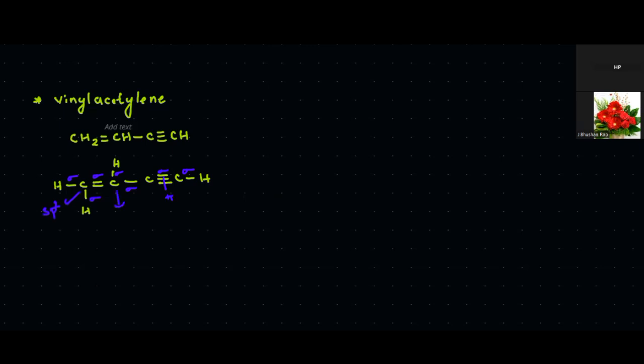But this carbon has 1 sigma, and here 1 sigma, totally 2 only. So the hybridization is sp. And one more carbon also has 2 sigma bonds, so this one is also an sp hybridized carbon. So the combination in this given vinyl acetylene molecule is the sp2, sp combination only. Then next, another molecule, divinyl acetylene.